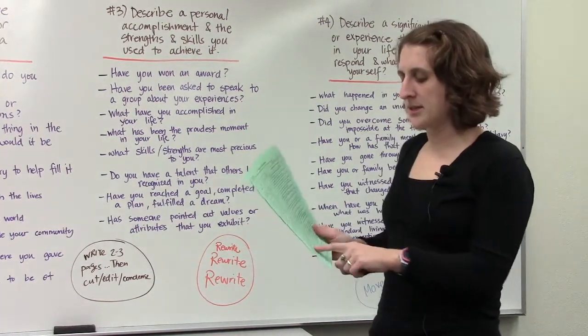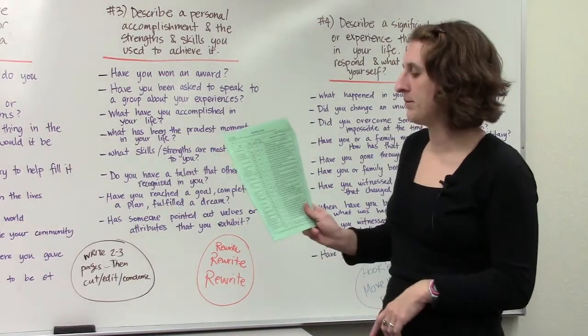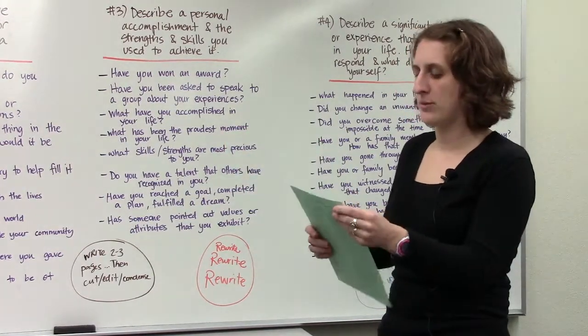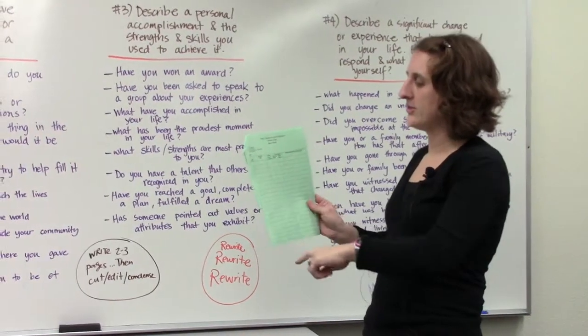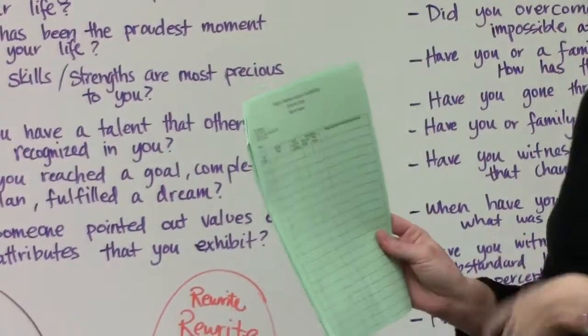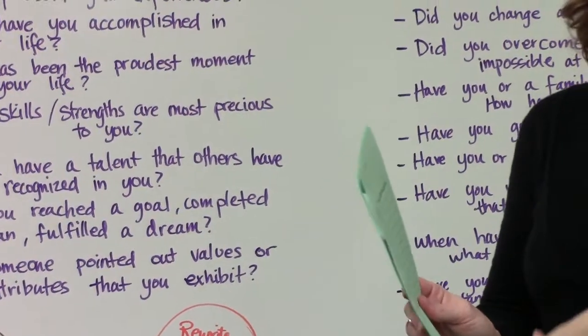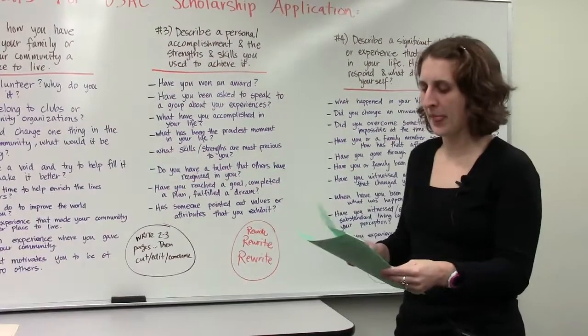And then C is all your paid work history. That's pretty straightforward. In the green packet, they give you a sample activities chart to write things in. So make a copy of this and work with it.